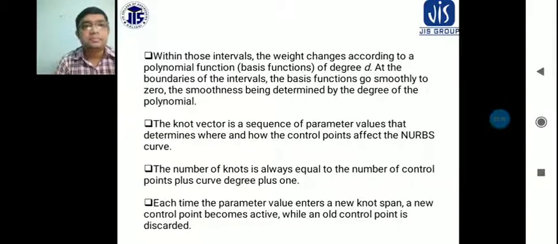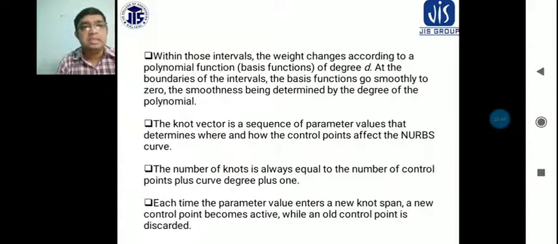Another thing: the number of knots is always equal to the number of control points plus the curve degree plus 1. That is, the number of knots is always equal to the number of control points plus the degree plus 1.